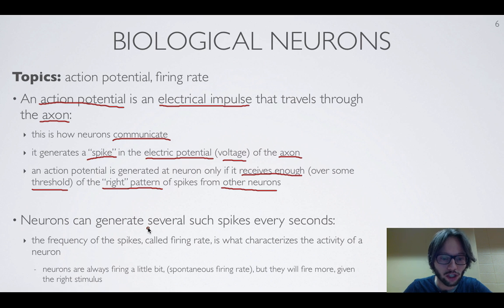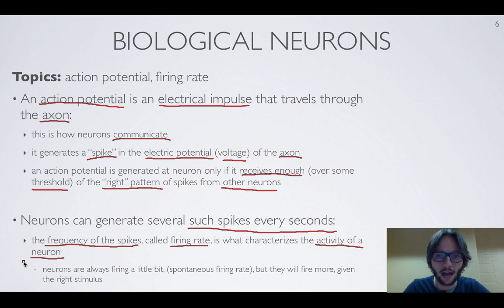Now, neurons will actually generate several spikes every second. So there's going to be a frequency of spikes, and this is called the firing rate of a neuron. This is one of the main characterizations of the activity of a neuron. We'll often look at its firing rate as a number that describes whether a neuron is very active or not. Actually, neurons always fire a little bit, and this constant level of firing is known as the spontaneous firing rate.